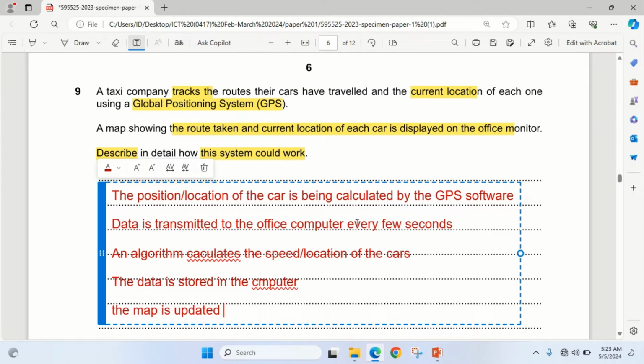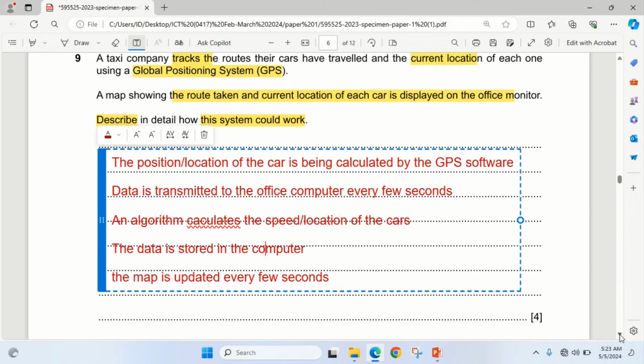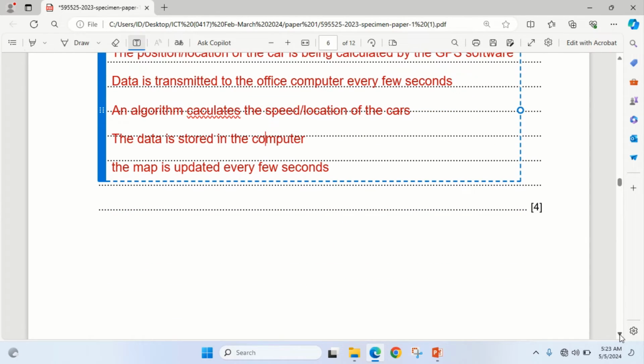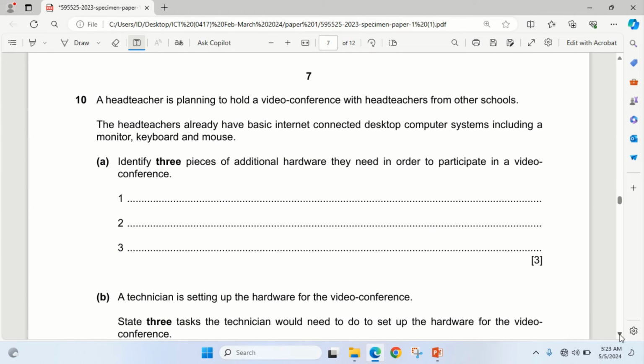The map is updated every few seconds, so they know the current location of the car. So that is very important, so take note of that. So this is like the pattern that it follows anytime GPS is used in the movement or tracking a vehicle. So take note of that for 4 marks.